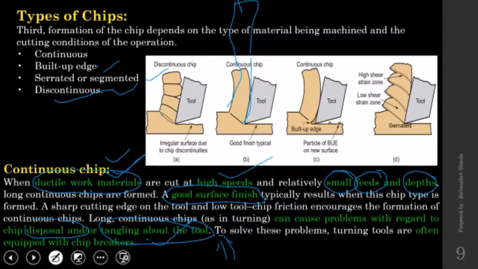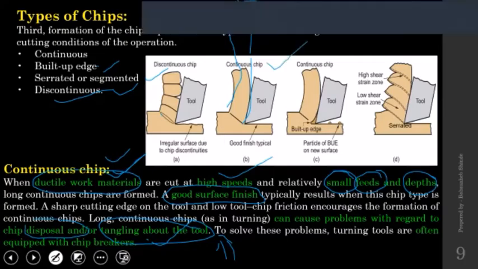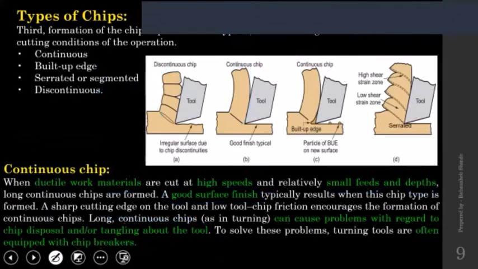And because of all those limitations, even though continuous chips are desirable because you are going to get a better surface finish, the length has to be restricted. Continuous chips forming is fine, but the length should not be too long. So what we need to do is break the chips in between. And to break those chips, usually the cutting tools are provided with chip breakers.